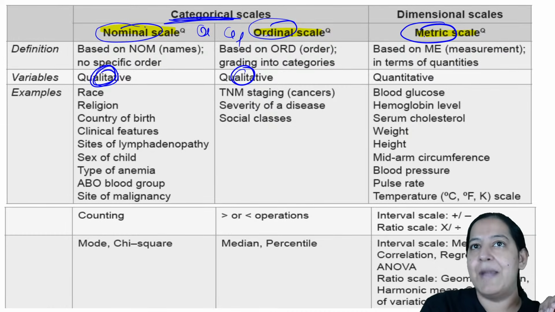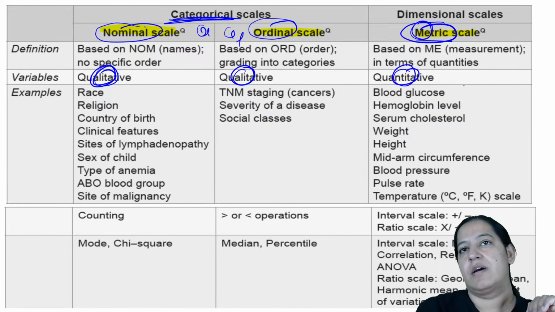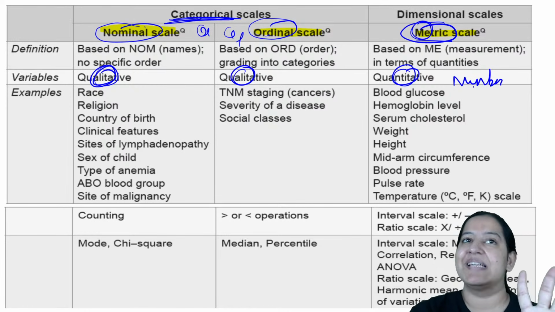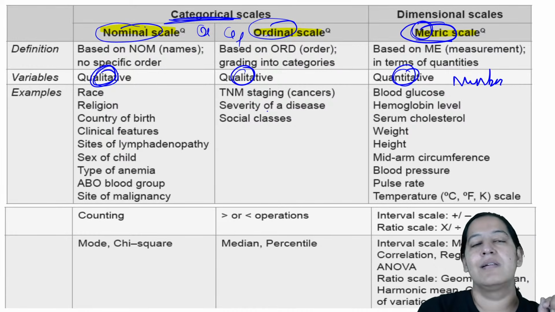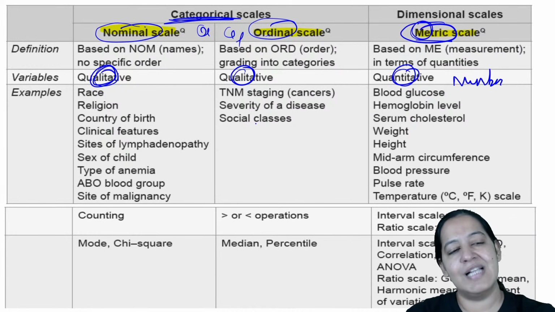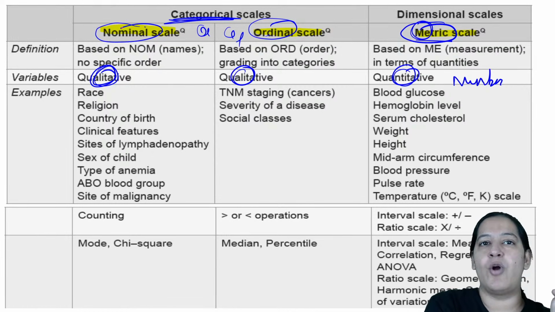And metric is measurement, it is for quantitative data, that is for numbers. For numbers or quantitative data, we have only one scale, that is metric. For qualitative data, we have two scales, nominal and ordinal. You will say, why do we have two scales? What is the difference between nominal and ordinal? Nominal means names. There is no order.